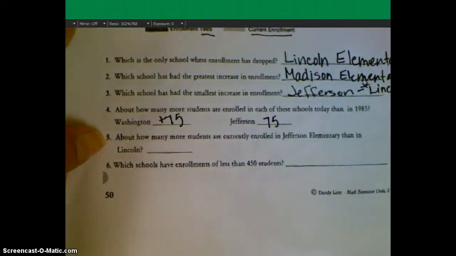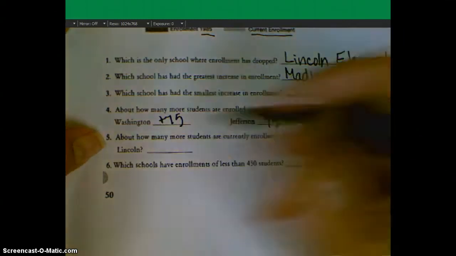So we need to find Jefferson Elementary, and they are at about 525. Currently, we want the light gray, that's our current, and we're comparing it to Lincoln, which is close to 350, not quite there, so 350, and we're subtracting it from about 525, and if we subtract, so about 175.